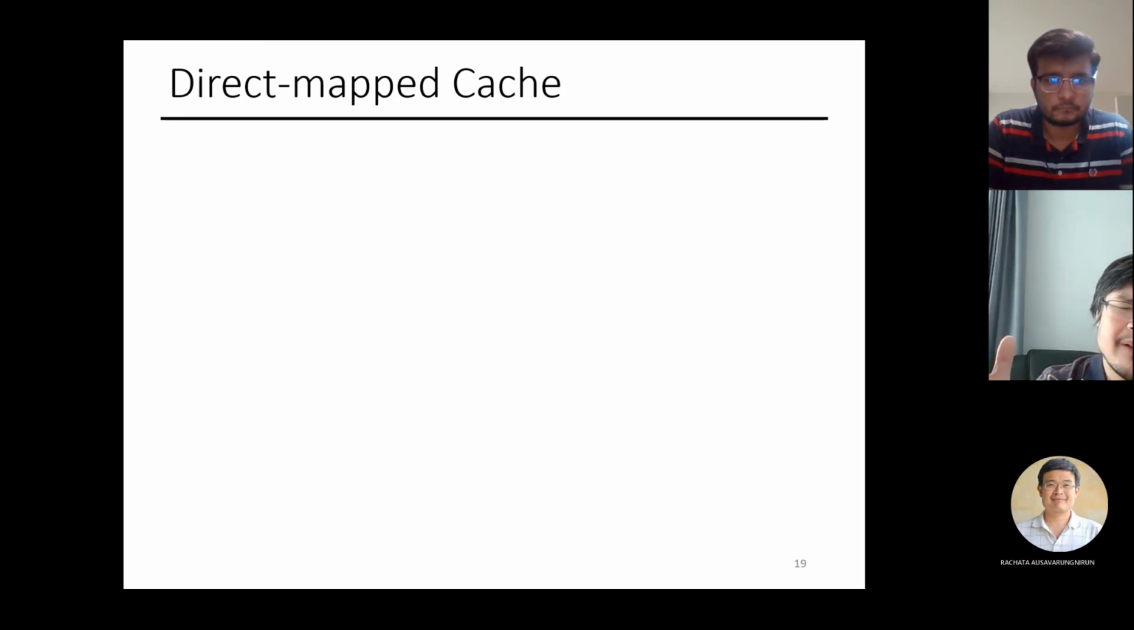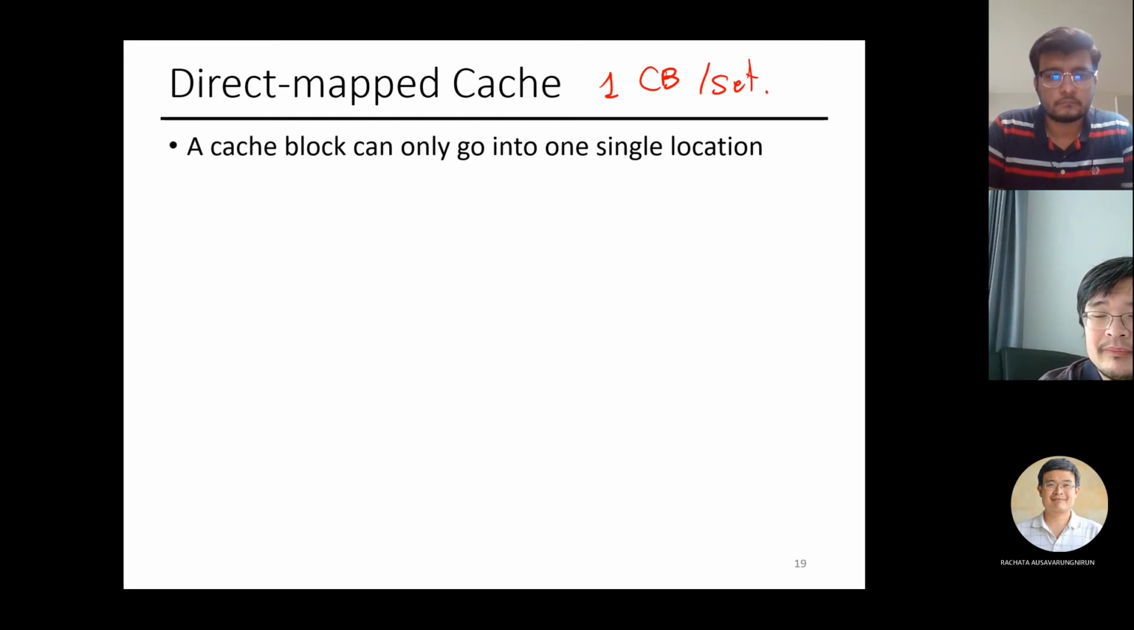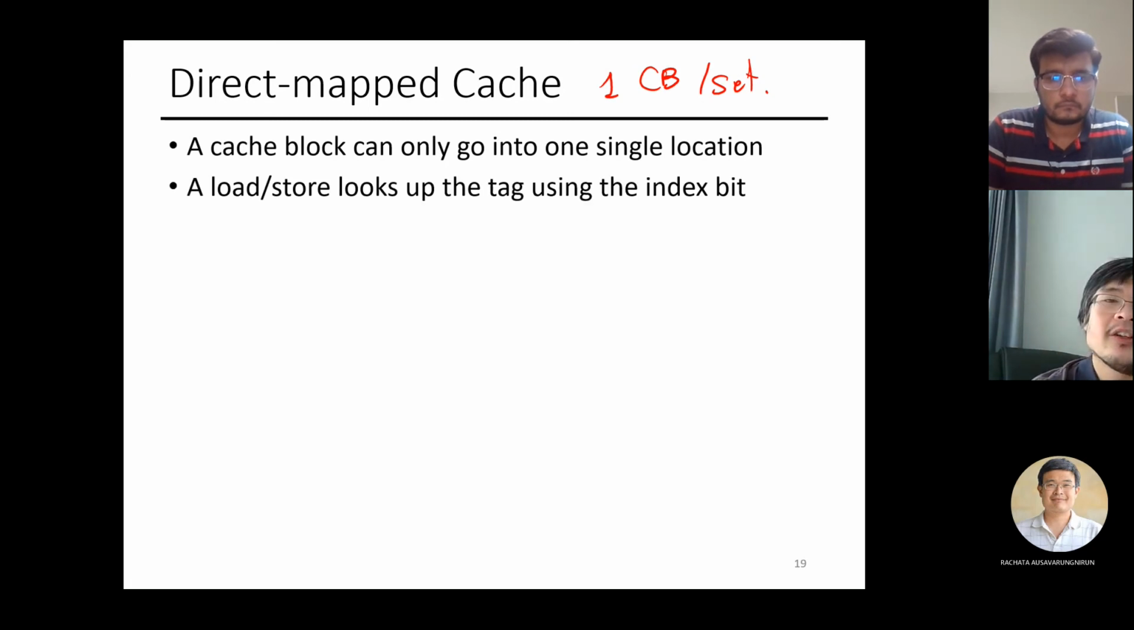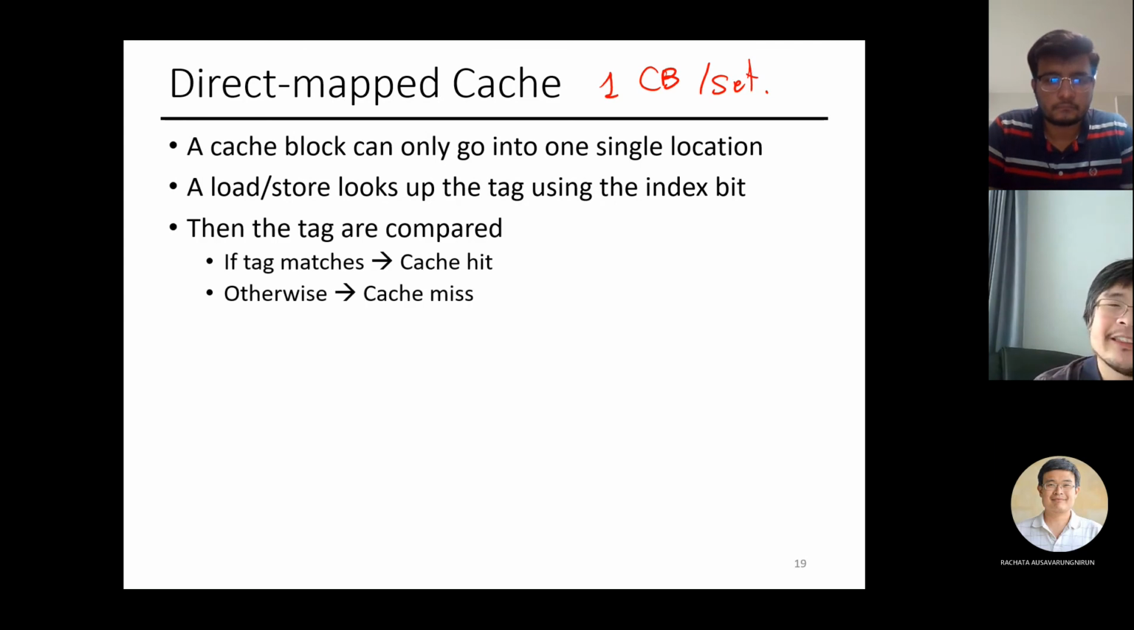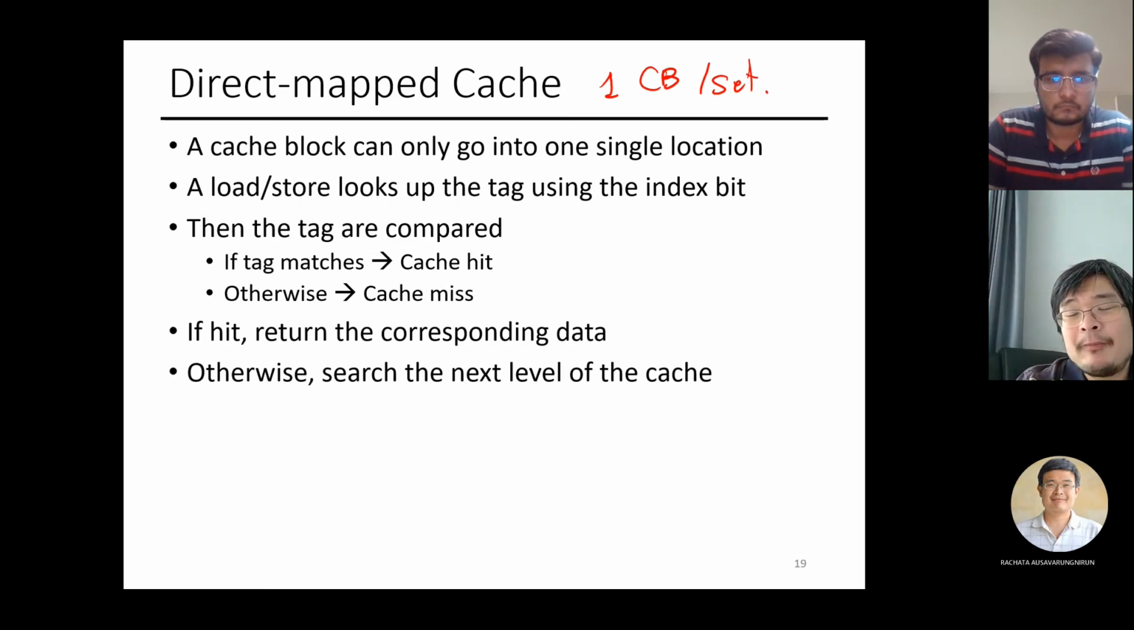Direct map cache, you can remember this using basically one sentence: one cache block per set. That's all. That's what the direct map cache is. Every single address is mapped to one location. Only one cache block per set. So when you have a load or store, you use the tag and the index bit. If the tag matches, it's a cache hit. If the tag doesn't match in that set, it's not there. If hit, it will return the data. Otherwise, you search the next level.